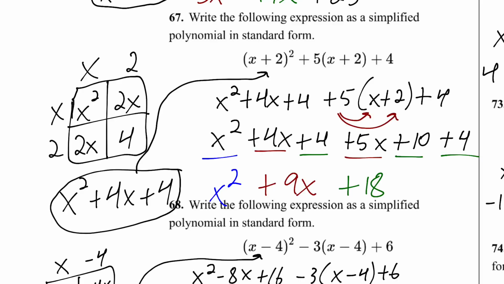67 is the same way. Box method here. There's no distributing to do on the left, but I do distribute the 5, and I bring everything down, and I combine like terms. X squared is the only x squared term. 4x and 5x become 9x, and there's 3 different numbers that add up to 18.